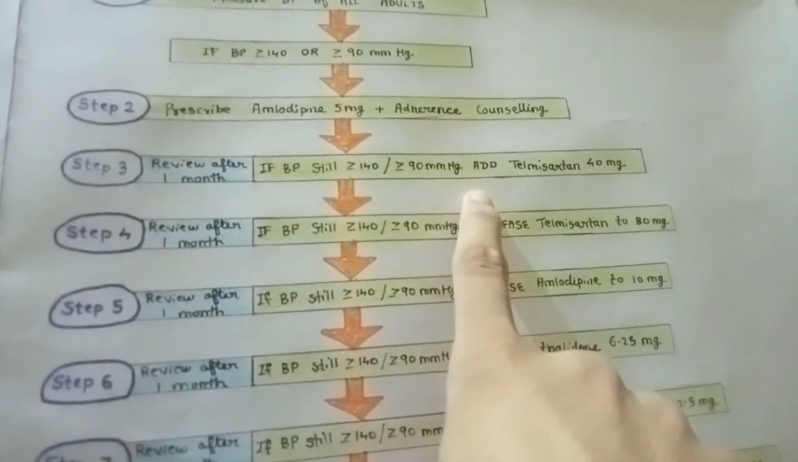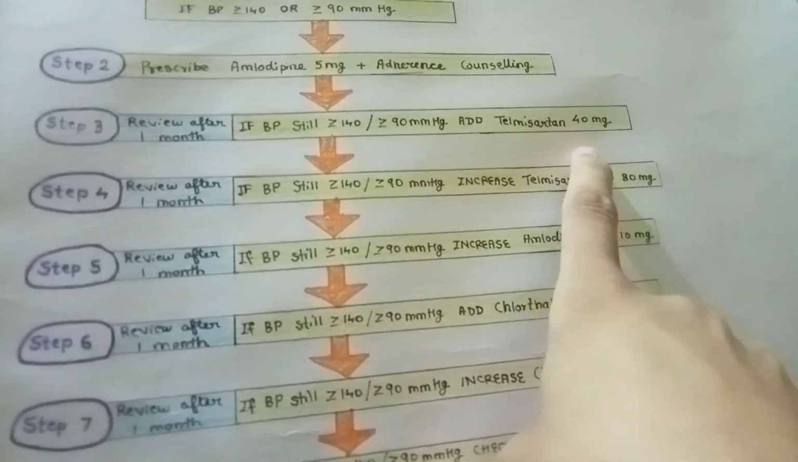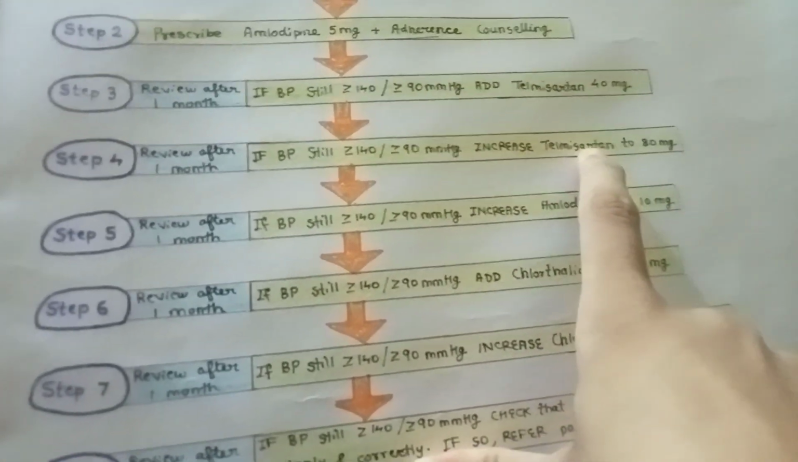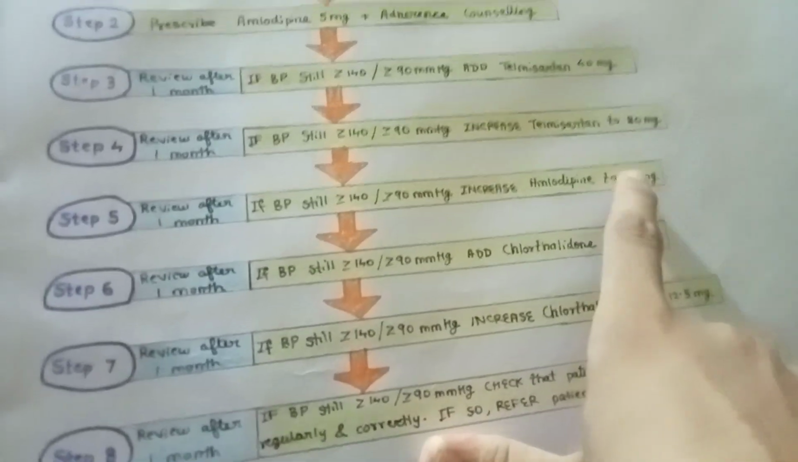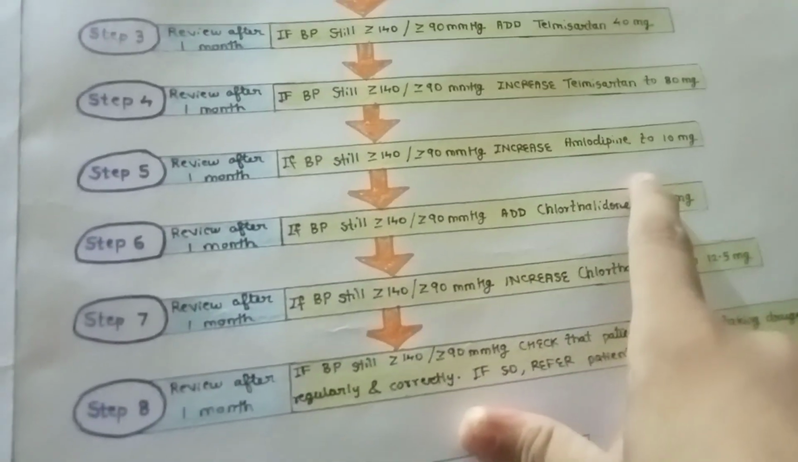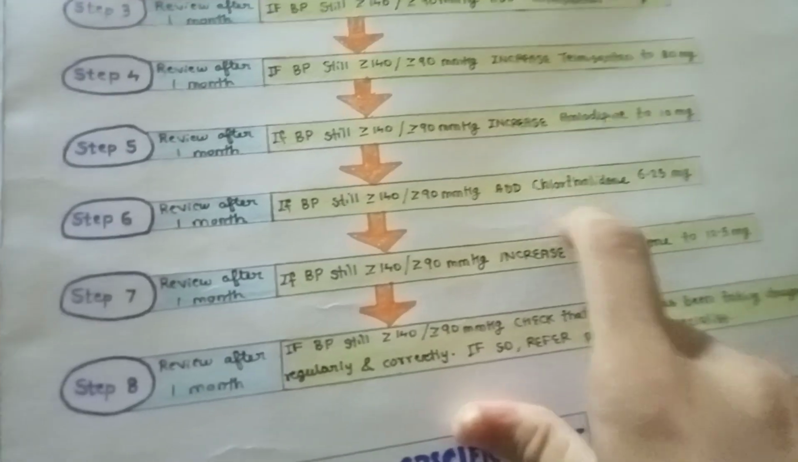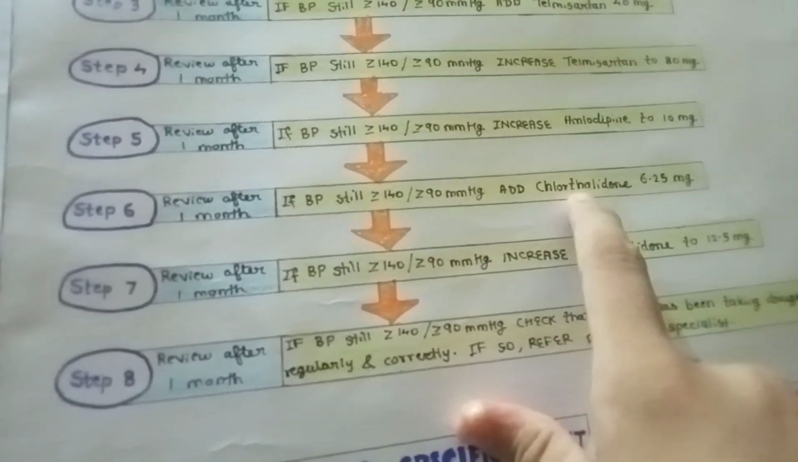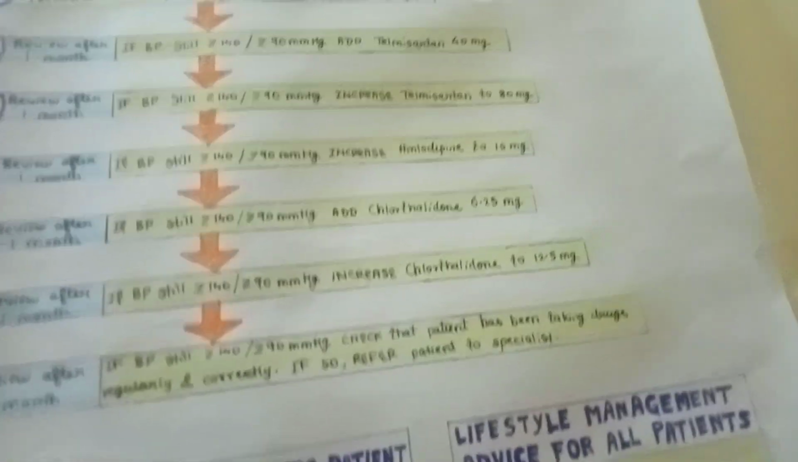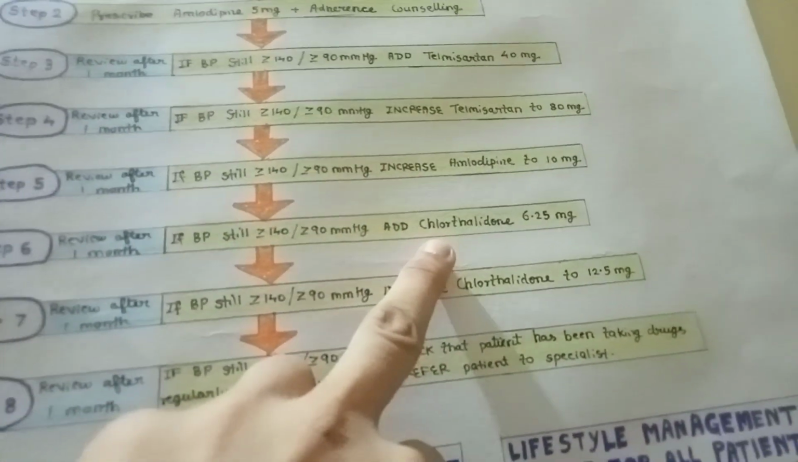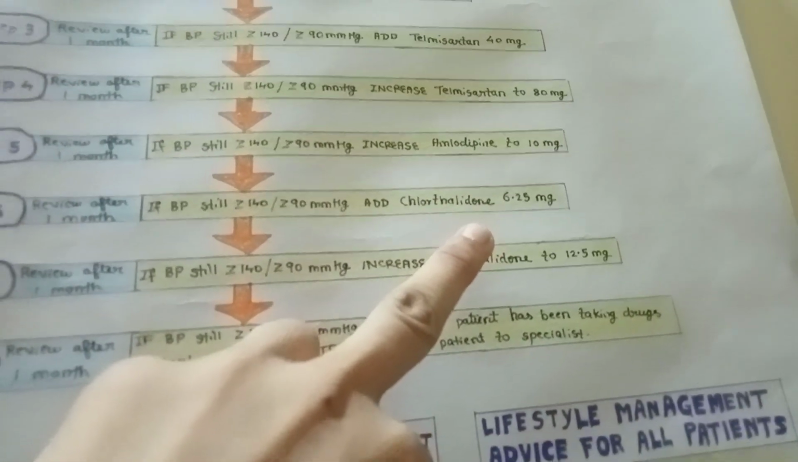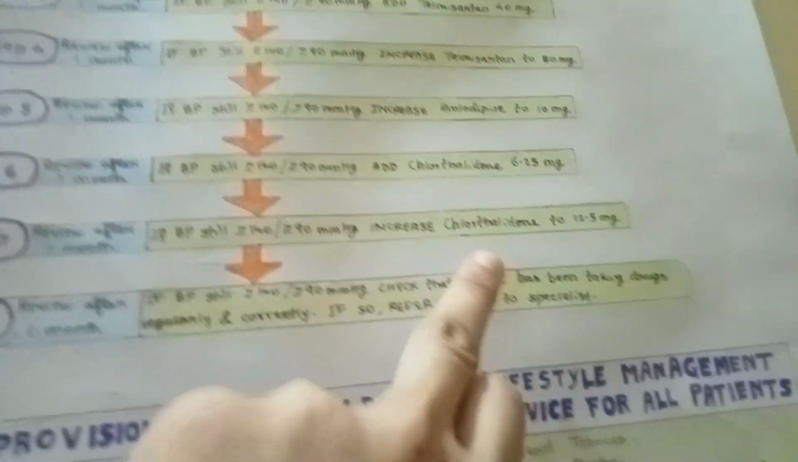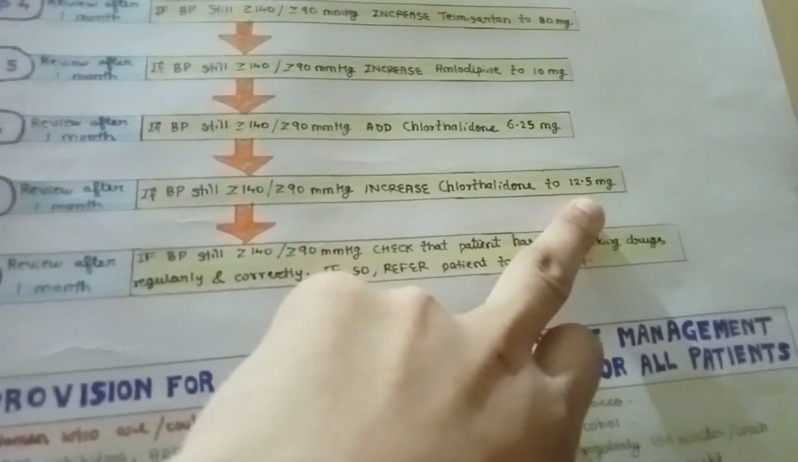After 1 month review, if not relieved, then add telmisartan 40 mg, then double the dose, meaning 80 mg. If not, then increase amlodipine to 10 mg. If not, then add chlorthalidone, which is a class of diuretics. Chlorthalidone 6.25 milligram. If not controlled, then double the dose to 12.5 mg.